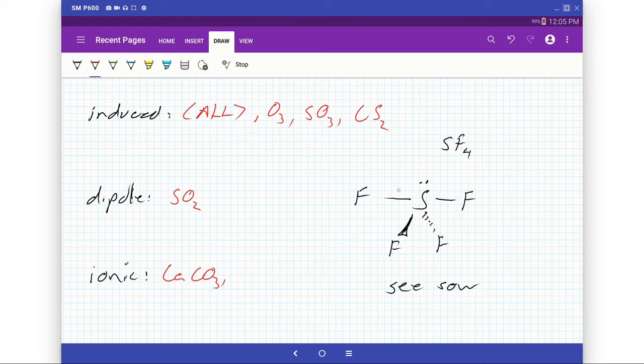And fluorine is more electronegative than sulfur. And because it isn't symmetric, well, hold on. The ones going in opposite directions cancel each other out, but the ones going down do not, and so there is a net dipole moment going in the downward direction. The end result is that SF4 has a dipole moment.